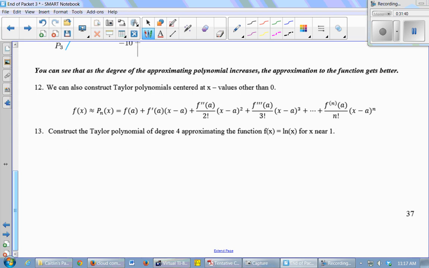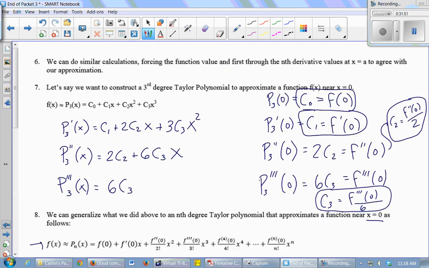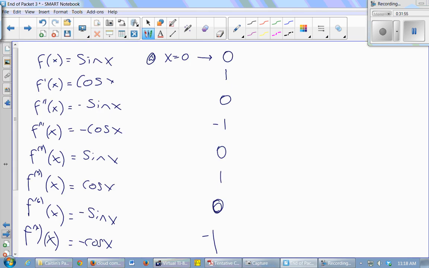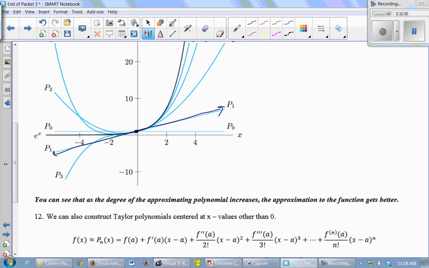So we can also construct Taylor polynomials that are centered at x values other than 0. In all of our pictures, we have forced everything to agree at 0, right? For e to the x, everything agrees at 0. All of my approximating functions touch at 0 and then get closer and closer and closer. So 0 is called the center, right? But I could center it anywhere else also.